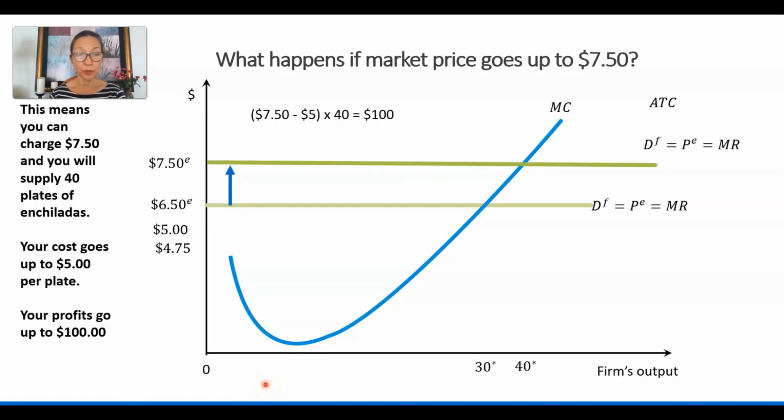How much will you produce? Well, again, we will be following our profit maximizing rule. We will produce where our new marginal revenue, which is now $7.50, is equal to our marginal cost. And we will be producing 40 units of output.